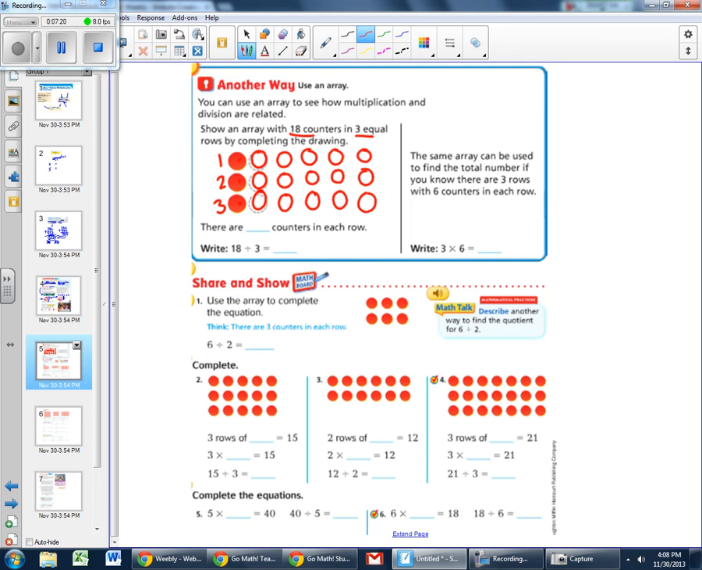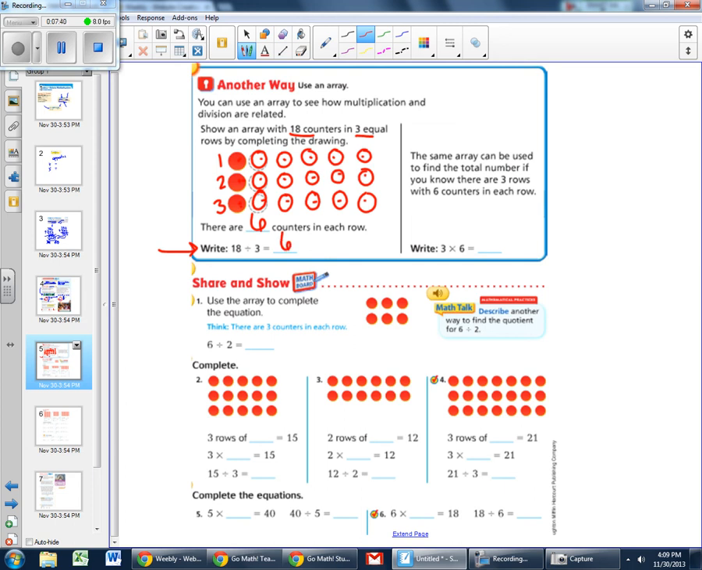How many counters are in each row? 1, 2, 3, 4, 5, 6. There's 6 here. 1, 2, 3, 4, 5, 6. I wrote them nice. I know that they're lined up. There are 6 counters in each row. So you would write that division problem 18 divided by 3 equals 6.